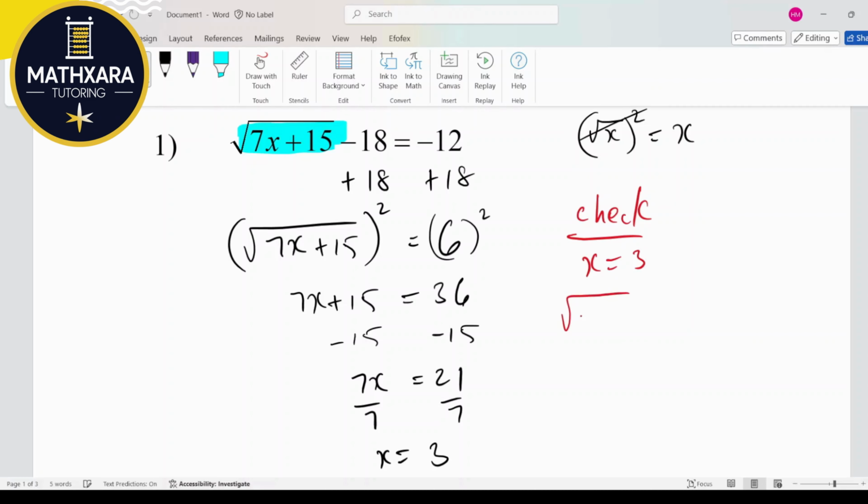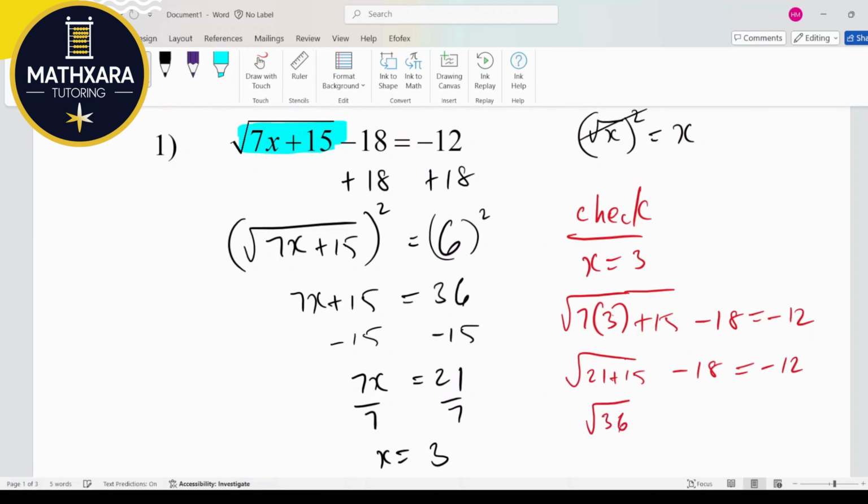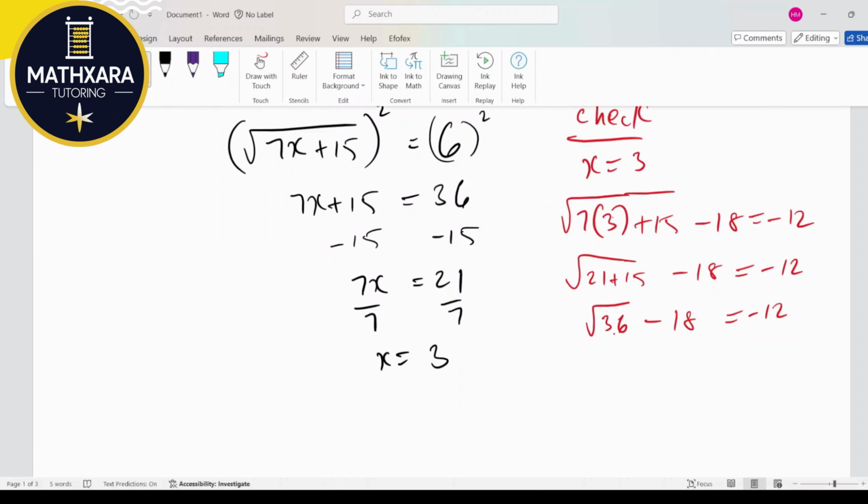Now, the square root of 7x, which is 3, plus 15, minus 18 equals negative 12. Now, we notice that we'll have a positive under a square root. 7 times 3, that's 21, plus 15, minus 18 equals negative 12. The square root of 36 minus 18 equals negative 12. And of course, the square root of 36 is positive 6.